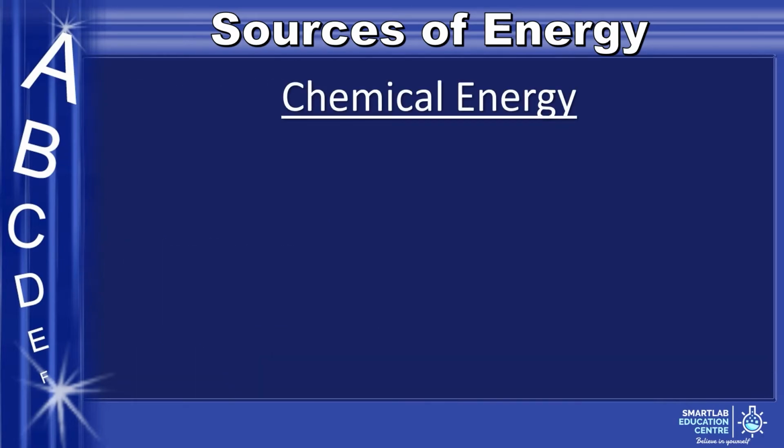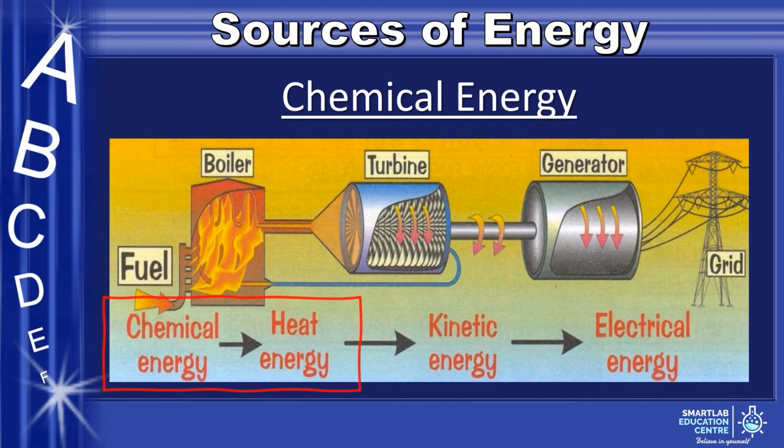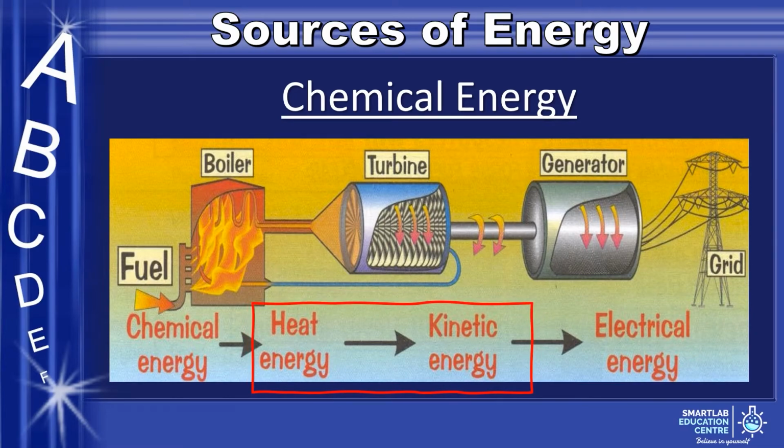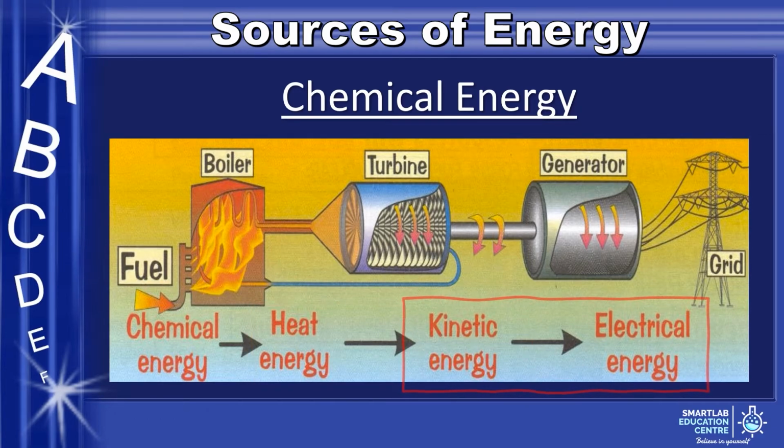Let us look at chemical energy. It converts chemical energy from burning coal or natural gases into heat energy. Heat energy is used to heat the air or water, so that it can move to and turn the turbine, providing kinetic energy to the turbine. This kinetic energy is used to power up the generator and provide electrical energy.